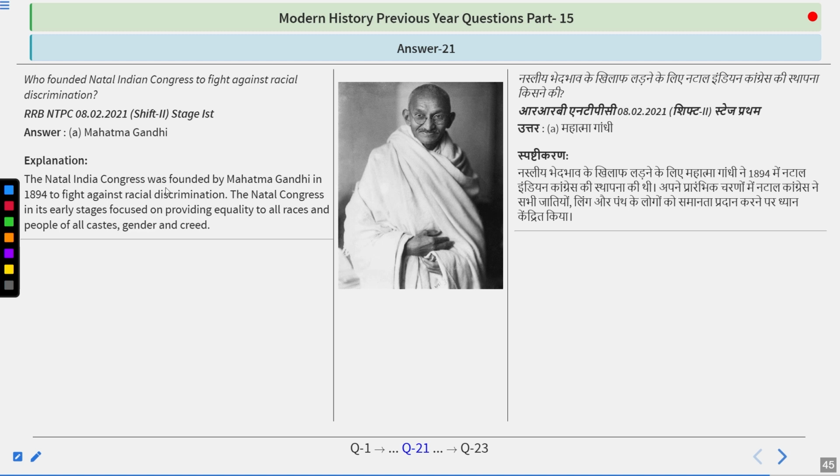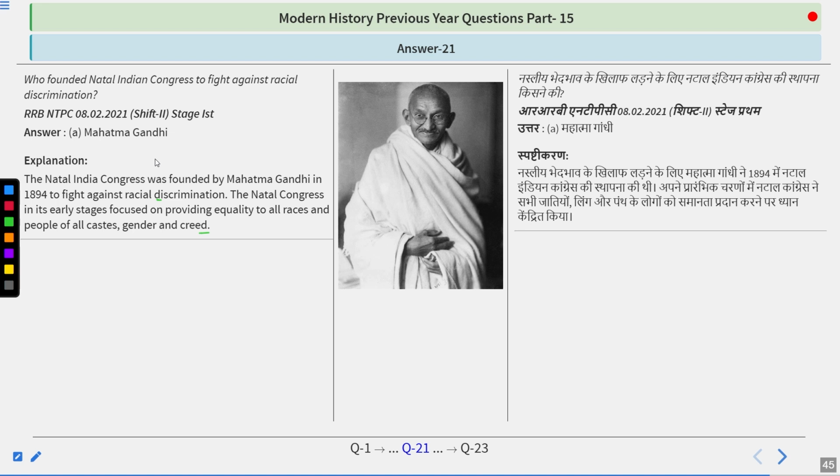So Natal Indian Congress was founded by Mahatma Gandhi in 1894 to fight against racial discrimination. The Natal Congress in its early stages focused on providing equality to all races and people of all castes, gender and creed. So the answer is Mahatma Gandhi, and Natal Indian Congress was founded by him in the year 1894.